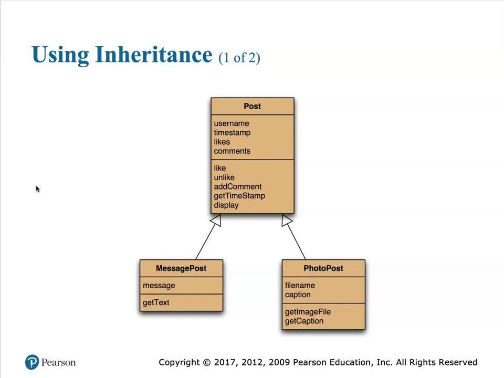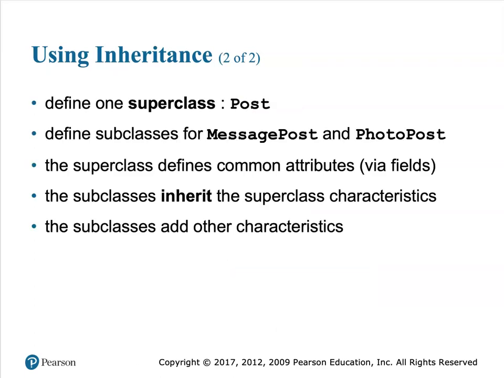Java and other object-oriented languages give us the facility to break apart classes that share common elements and to create an inherited structure. In order to use inheritance, we define one superclass, and in Java, there can only be one superclass for any class. So we've named this superclass post. Now, message post and photo post become subclasses of this post class.